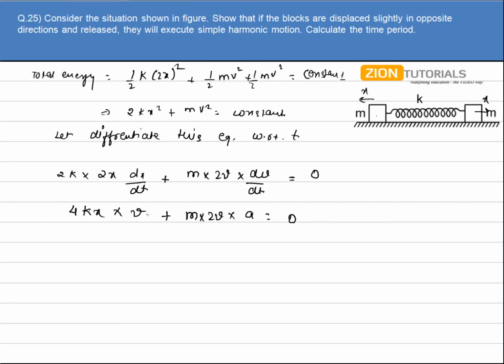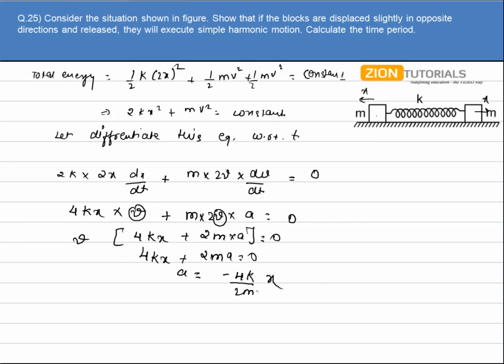So I can take velocity out as common: v times (4kx plus 2ma) equals 0. I can write 4kx plus 2ma equal to 0. So acceleration comes out as 4k by 2m into x. Now again, acceleration is directly proportional to x, so the coefficient of x can be compared to omega square. So omega square can be written as 2k by m, or the time period will be equal to 2 pi under root of m by 2k. That is the answer.